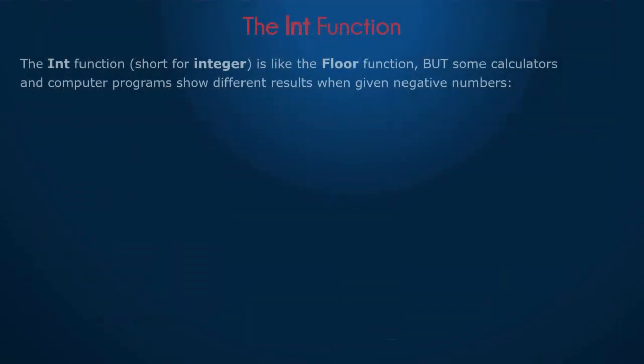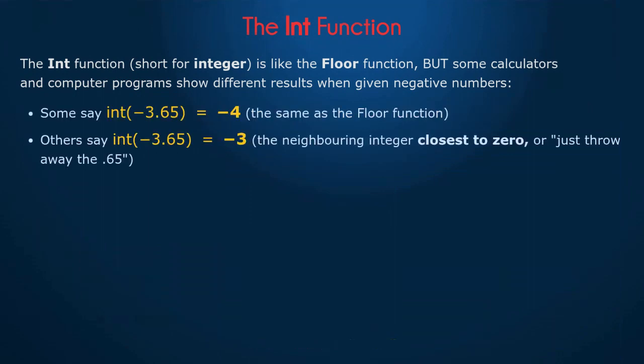The int function, short for integer, is like the floor function, but some calculators and computer programs show different results when given negative numbers. Some say int of -3.65 equals -4, the same as the floor function. Others say it is -3, the neighboring integer closest to 0, or just throw away the 0.65. So be careful with this function.